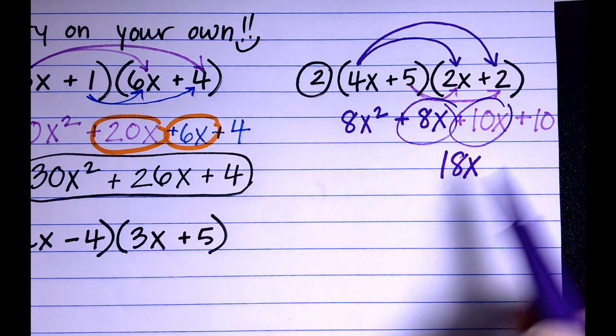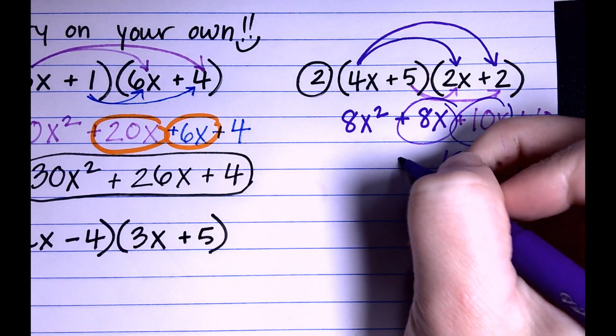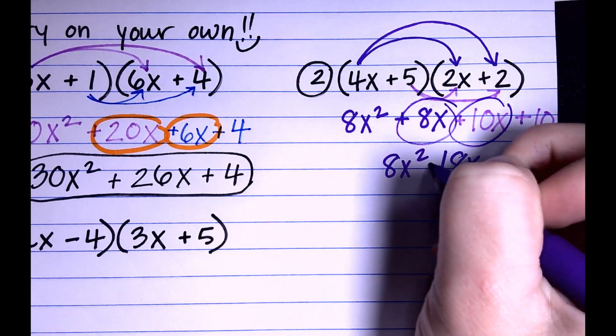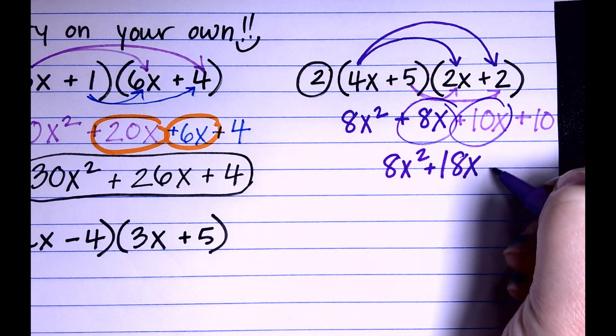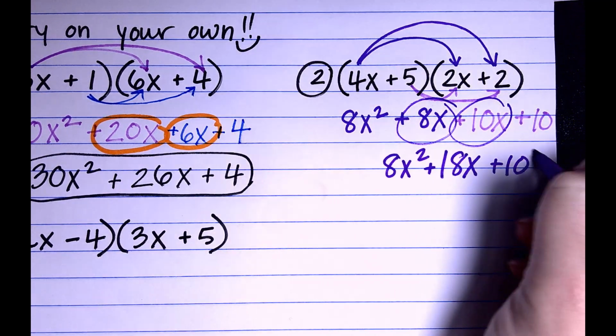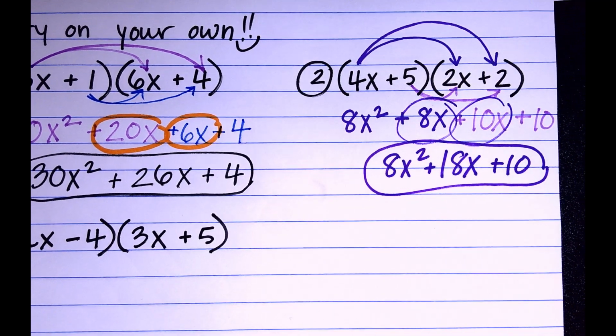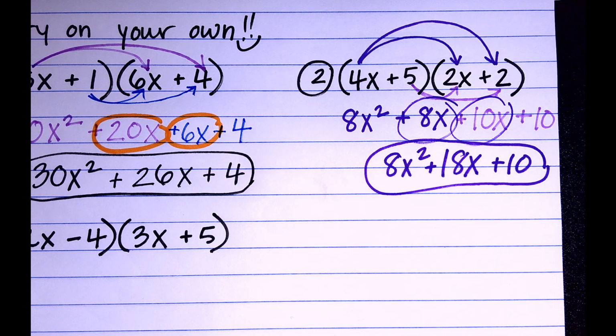Okay, then I just bring everything down. 8x squared plus 18x plus 10, and that's my answer. How do we do on that one? Great.